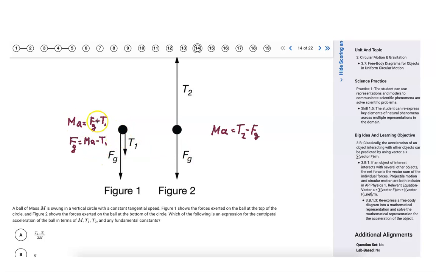So what I did, I wrote the second Newton's law for the top, ma equals Fg plus T1 tension, right? So then I found what Fg equals from this equation, ma minus tension 1, and then I wrote the second Newton's law for the bottom of the circle, so ma equals tension 2 minus Fg, and then I just plug in Fg into this equation. So then I just continue my algebra, and then I get 2ma equals T2 plus T1 from this equation, and I find what acceleration equals. The answer for acceleration is D, tension 1 plus tension 2 divided by 2.